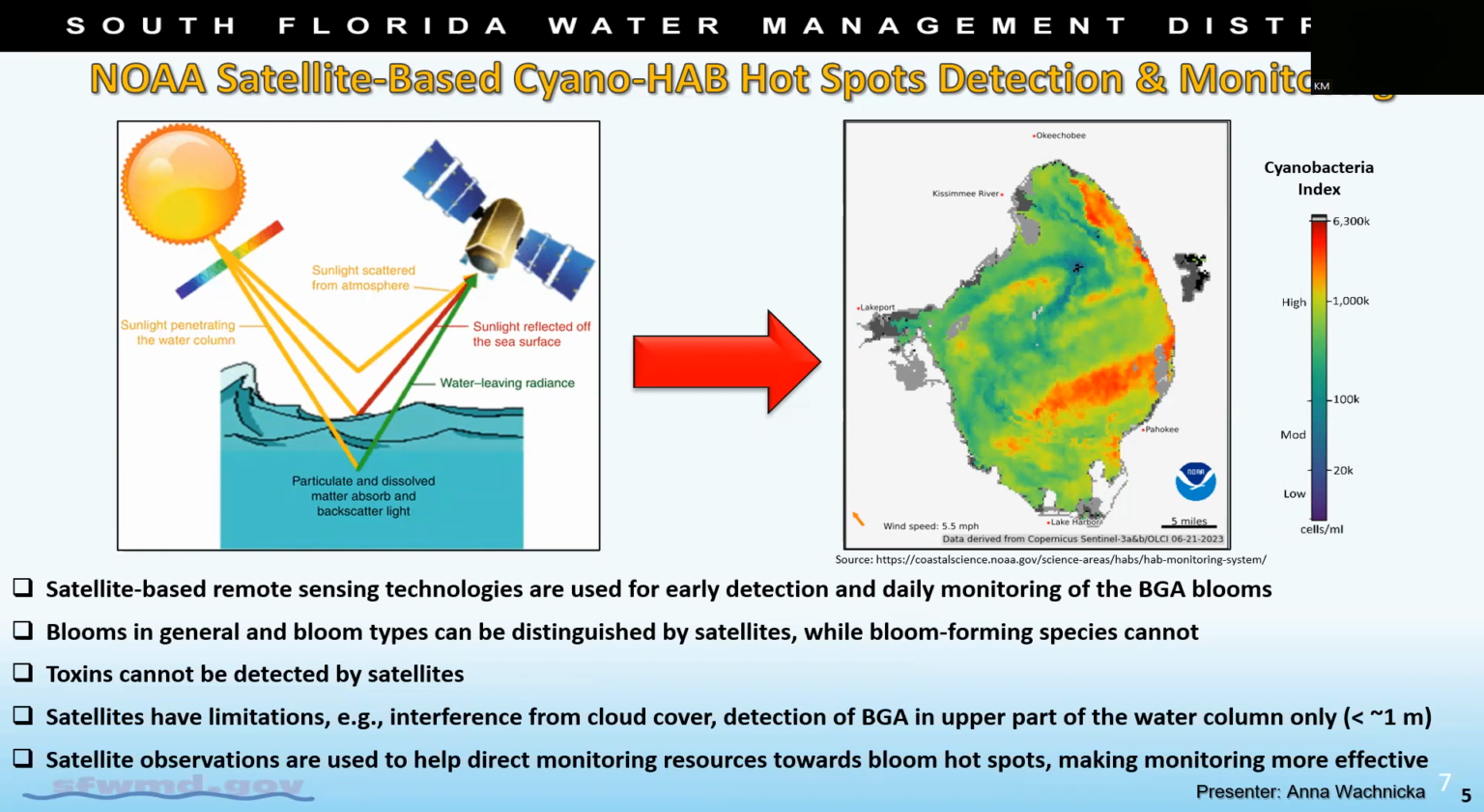We also cannot tell from the satellites whether the bloom is toxic or not, because that depends on the strain or species that is present. Is it a toxin producer or not? That will determine it, but we can't say it from the satellite images. So we actually have to measure toxins in the water using different methods.